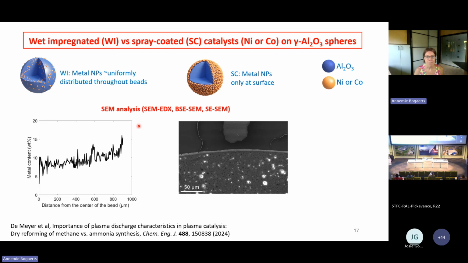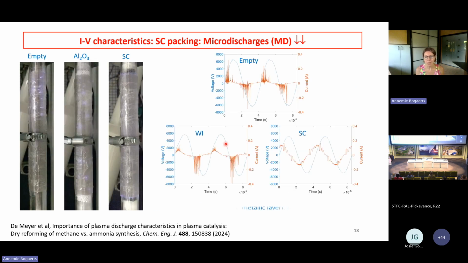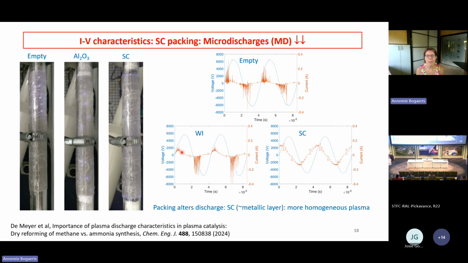Now, SEM-EDX analysis and other characterization revealed that indeed in the wet impregnated catalysts, the metal nanoparticles were uniformly distributed, as a function of distance from the center, while in the spray-coated catalysts, a thin metal film was formed on top of the beads, as you can see here. Now, what does this say about the plasma behavior?